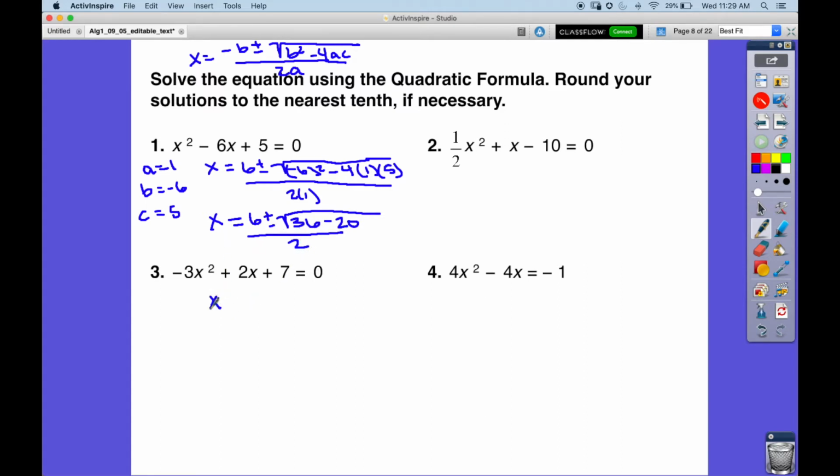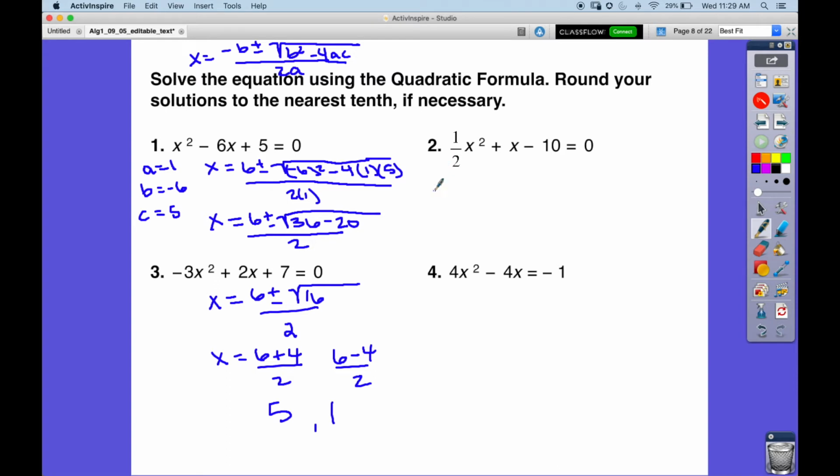And continue down here. X equals 6 plus or minus the square root of 36 minus 20, which is 16, all divided by 2. And remember, this is two different equations. So it's going to be X equals 6 plus 4, the square root of 16, divided by 2, and 6 minus 4 divided by 2. So that's 10 divided by 2, which is 5, and 2 divided by 2, which is 1. So these two are my roots, my solutions, my x-intercepts, or my zeros. Okay, let's go on to number 2.